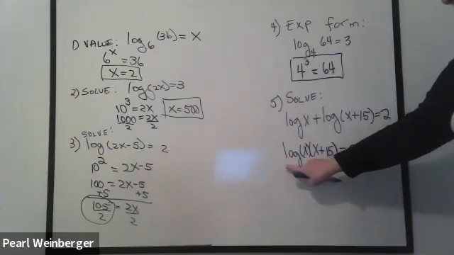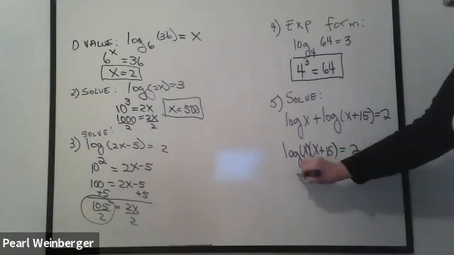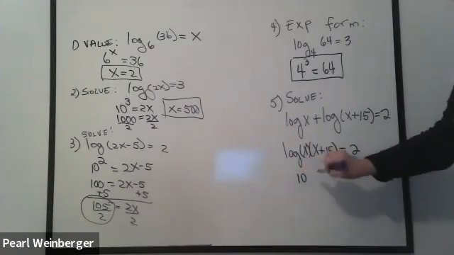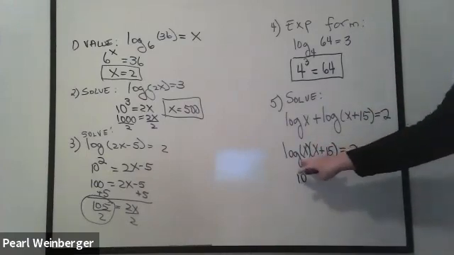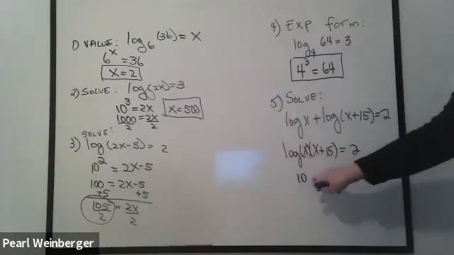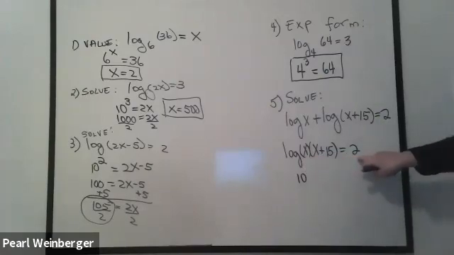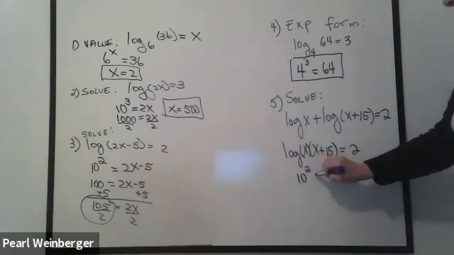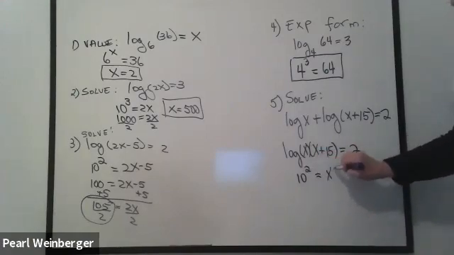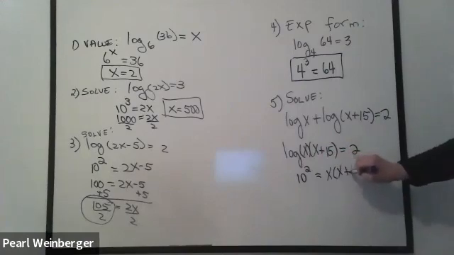Again, I don't see any base written here, so my base is 10. Since no base was written in here, it's understood to be 10. My number on the other side, the 2, is my exponent, and that equals the x times the (x plus 15). And then you just have a regular equation that you have to solve.